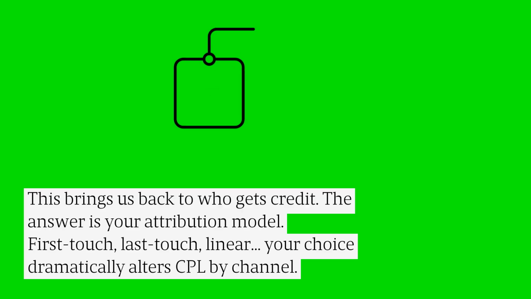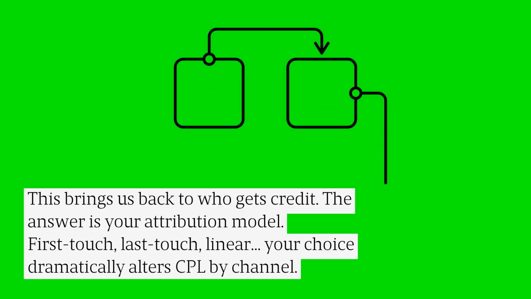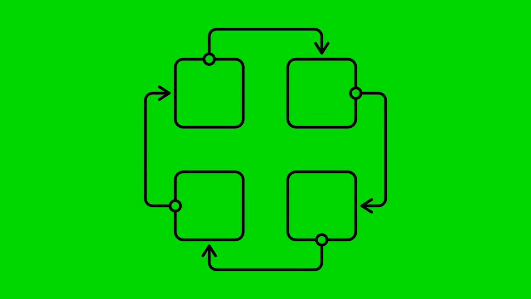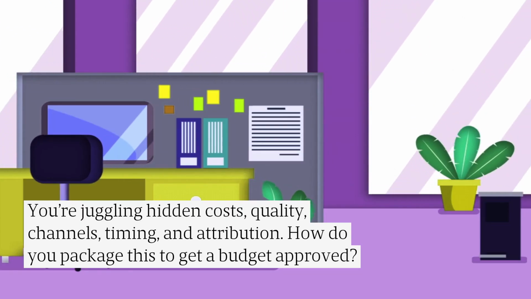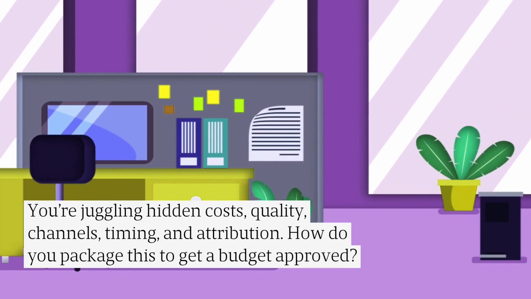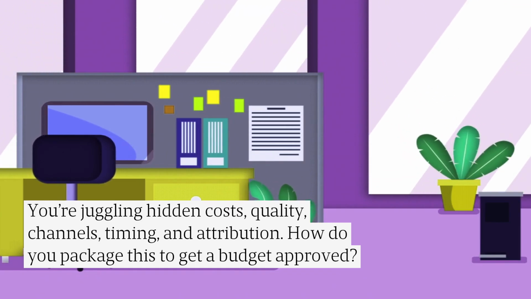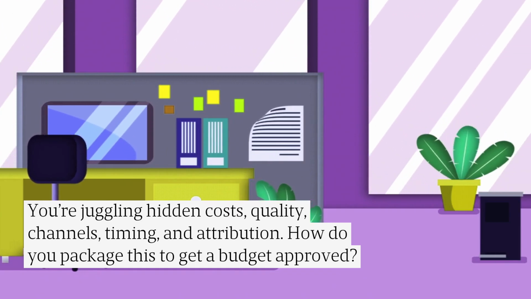This brings us back to who gets credit. The answer is your attribution model. First touch, last touch, linear. Your choice dramatically alters CPL by channel. You're juggling hidden costs, quality, channels, timing, and attribution. How do you package this to get a budget approved?